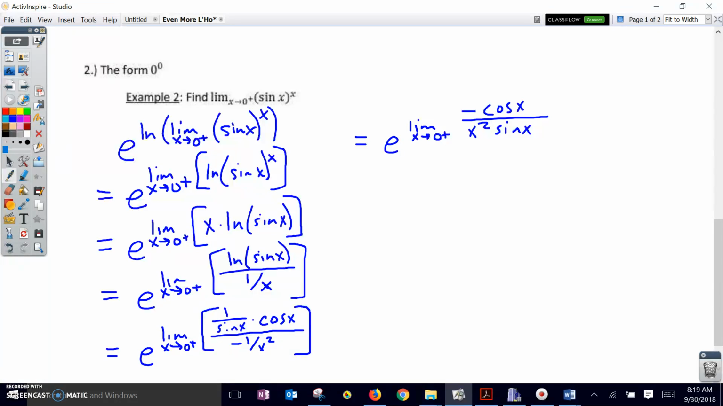Alright. No, it's not. The x squared goes with the cosine. Oh, geez, Thomas.